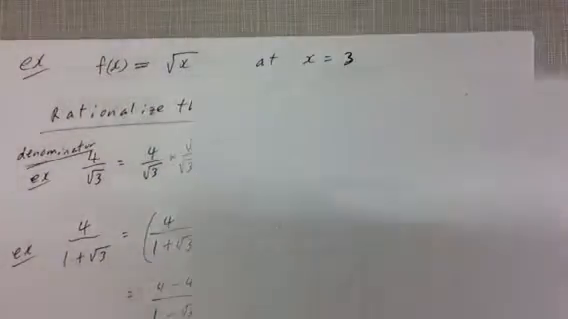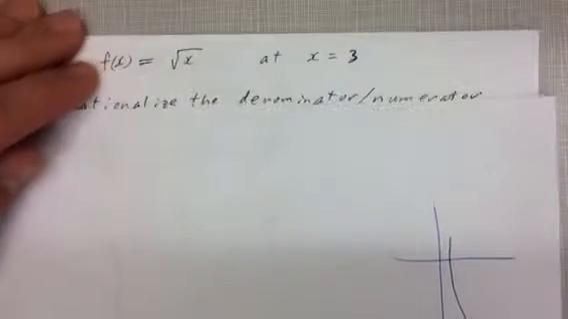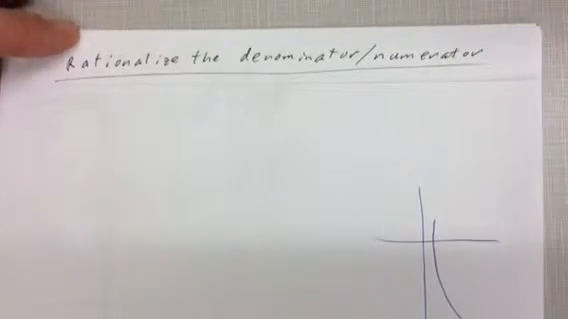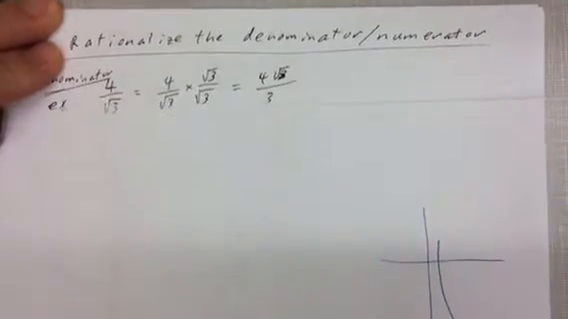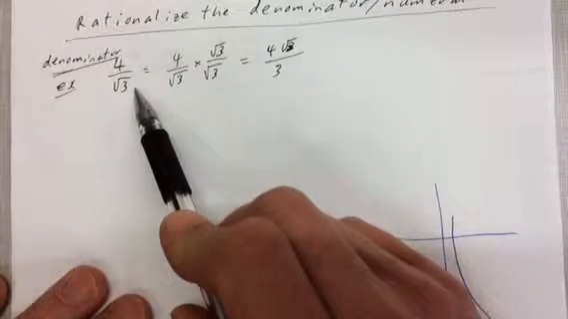In this case, we're going to rationalize the denominator and the numerator so that we can do a question like this one up here. Okay? So, rationalizing the denominator and numerator. Let's look at a simple one: 4 over root 3. How do you rationalize it?